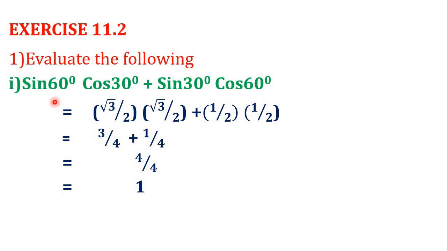So the value of sin 60 degree into cos 30 degree plus sin 30 degree into cos 60 degree is equal to 1.